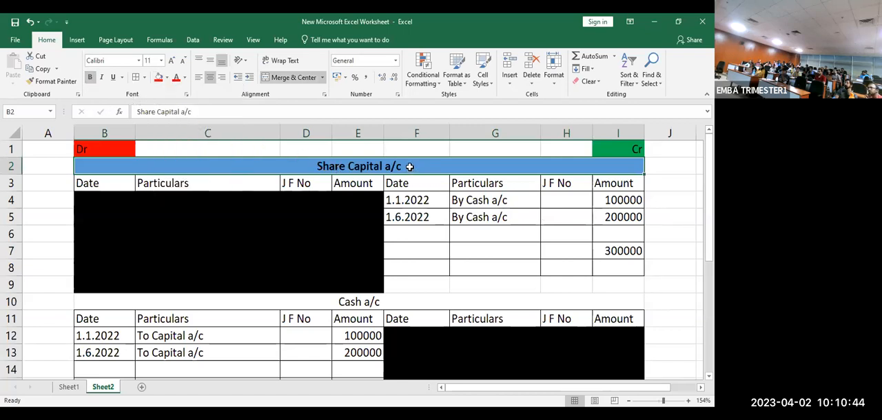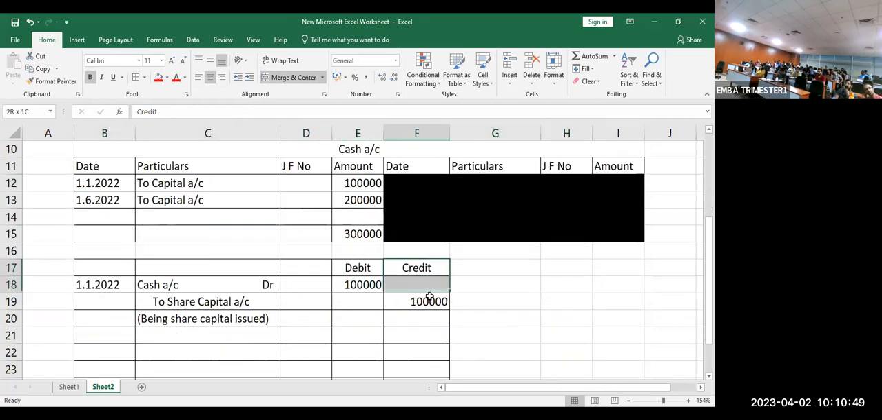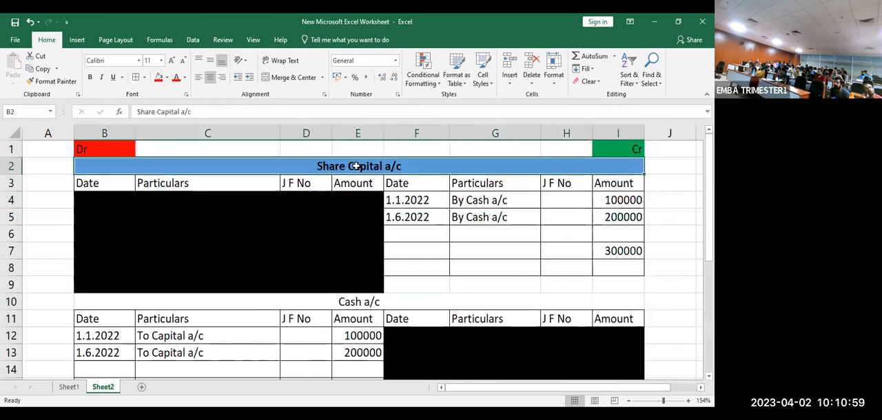You are preparing the share capital account. In the share capital account, what is the balance here? Which nature of account is it? Share capital, we made it credit. In the share capital side, the amount is on which side? Credit side. That is why in the share capital account, the amount is on the credit side. But what that amount is, it's nothing but cash. We are writing the detail of that amount.